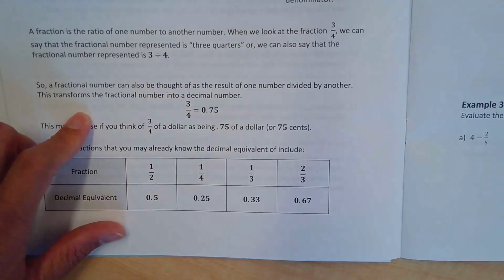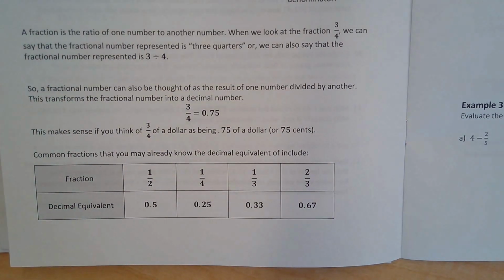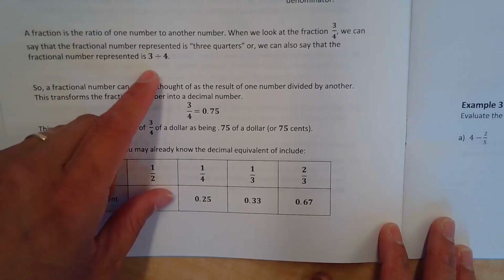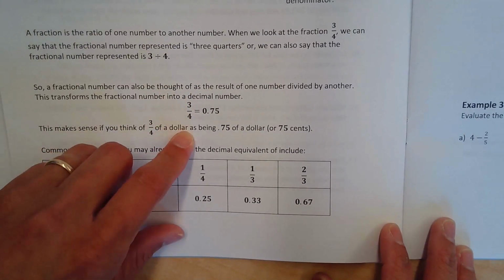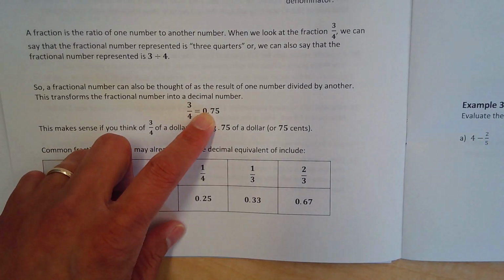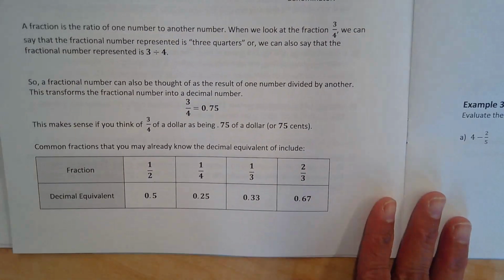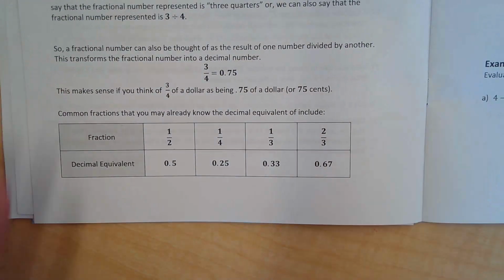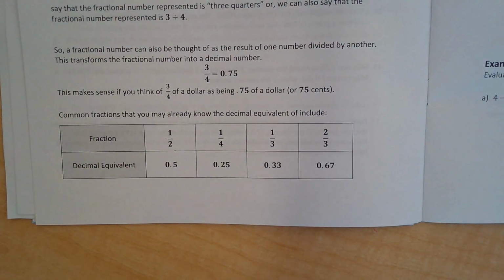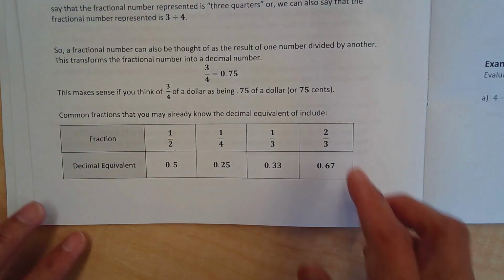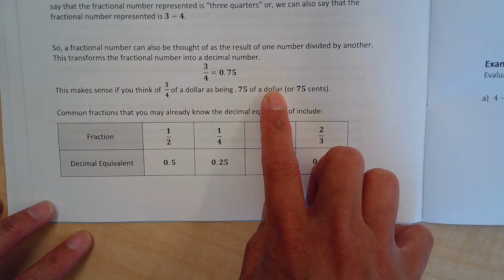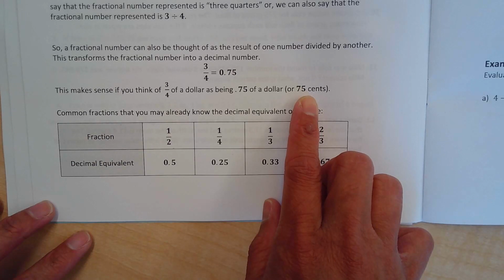So a fraction can be thought of as a decimal, right? To get the decimal, you go 3 divided by 4, and on your calculator you're going to get 0.75. So when you think of 3/4 of a dollar, the value of that comes up to $0.75, or 75 cents.